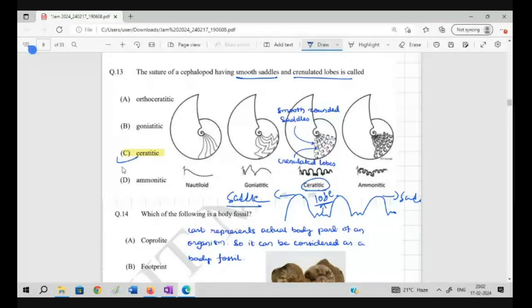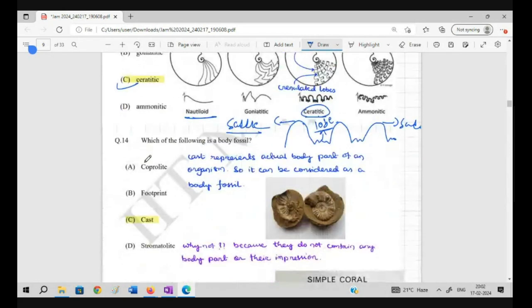The other types of sutures are also seen here. This is the nautiloid suture and this is the goniatitic suture, where the lobe is angular, and this is the ceratitic suture where the saddles are rounded or smooth and the lobe is granulated. So the correct option will be option C. Is it fine? Yes. Okay, let's move to the next one.